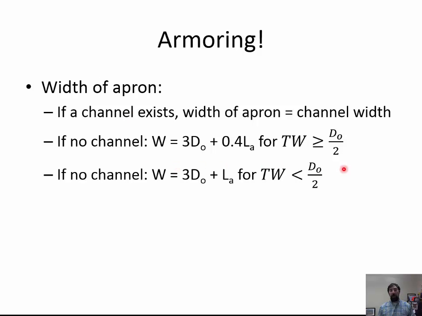If there's no channel, then again we've got two equations where the width is dictated by the diameter of our culvert and the length of the apron, and we have a condition where the tailwater is greater than or equal to half of our culvert diameter, or it's less than that, right? So we have some options to use. Okay, so we've got equations to use.